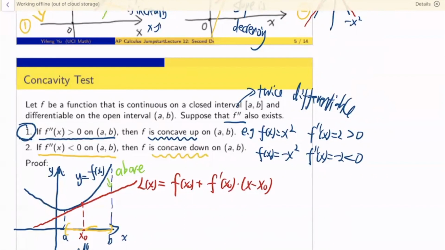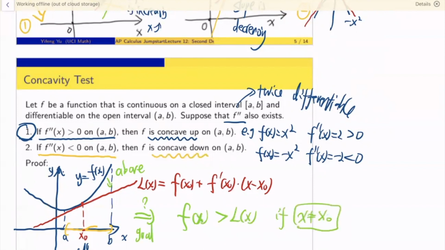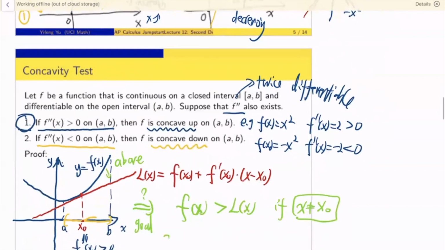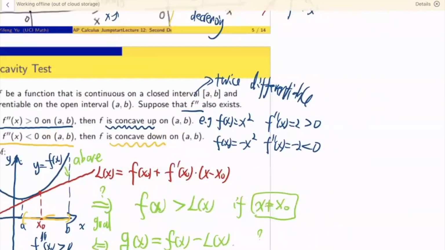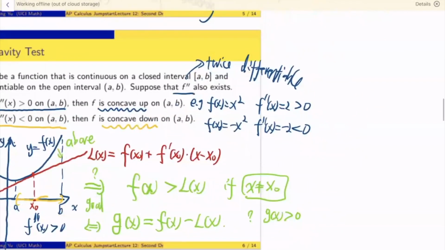So that means we want to verify, is it true that f(x) is bigger than this l(x) if x is not equal to x0? Now x0 is the touching point where they coincide. So that's what we need to verify. In other words, if I let g(x) equal f(x) minus l(x), the question is, is it true that g(x) is positive if x is not equal to x0? So that's what we need to prove.